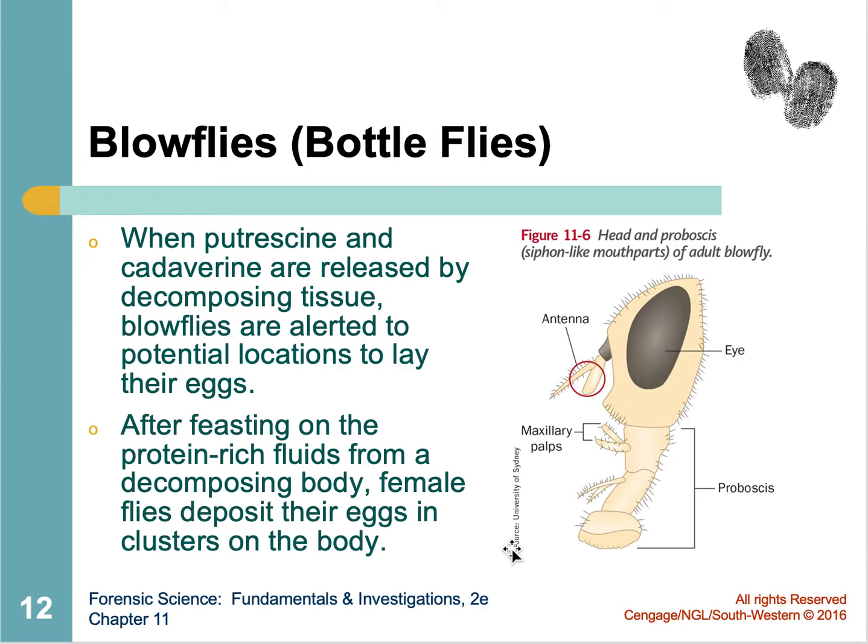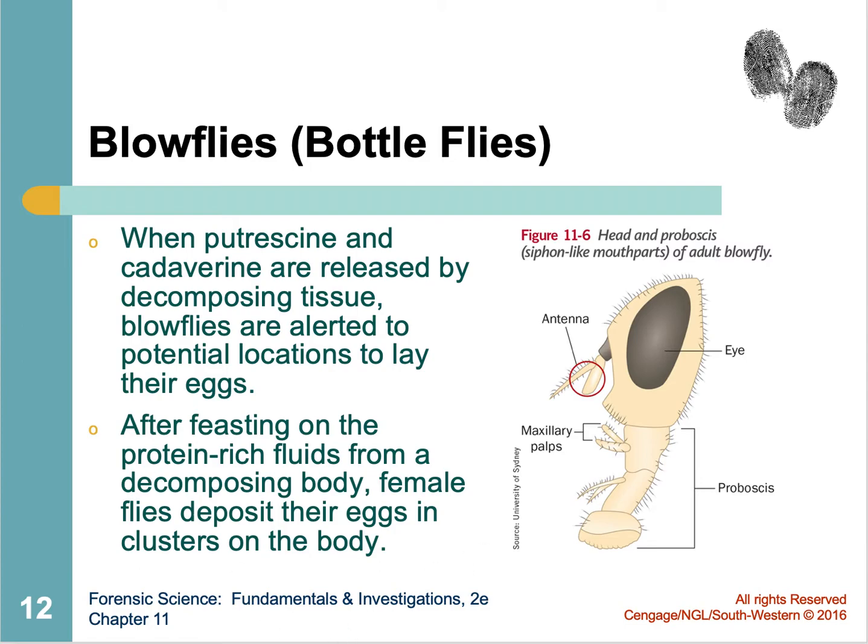Each female will deposit about 50 eggs or so. They will then release another kind of pheromone, signaling other blowflies to deposit eggs there as well. That way you get more than that. All right, so that's pretty much the first part of the metamorphosis of blowflies.